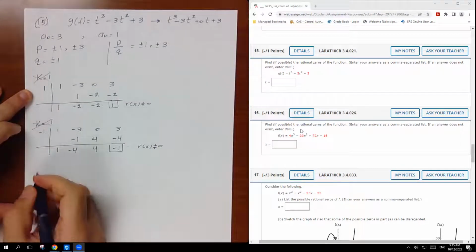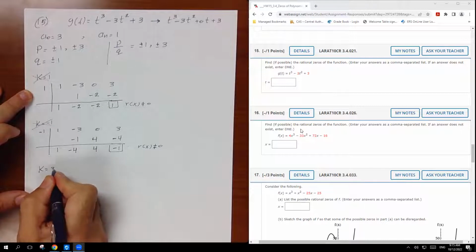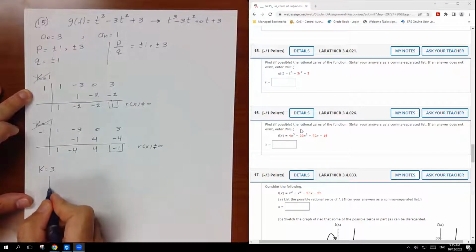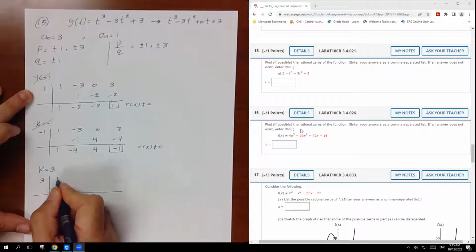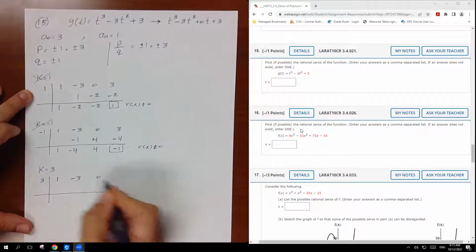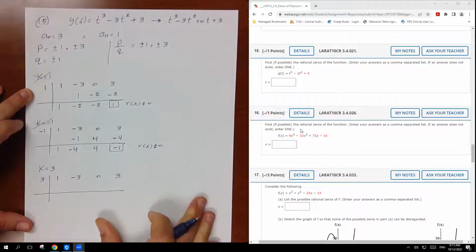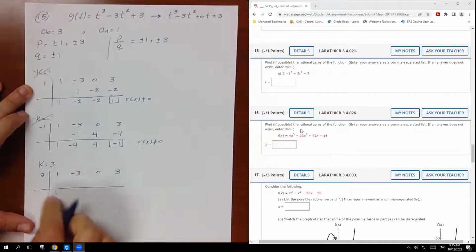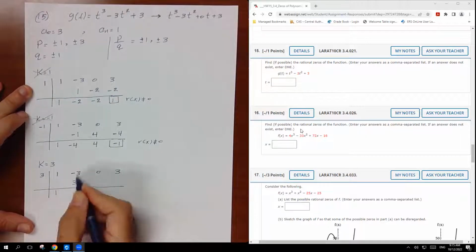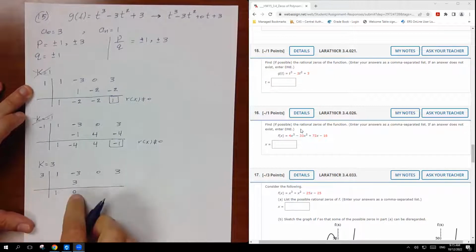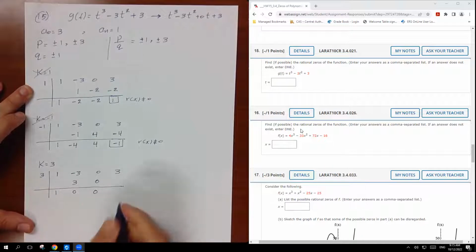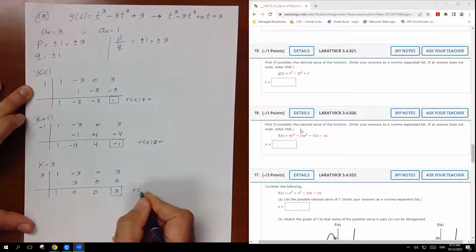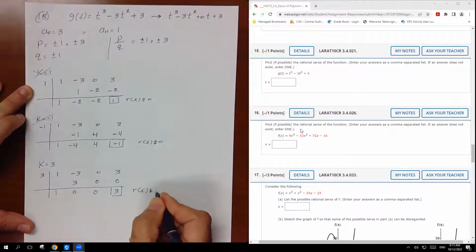Now k equals 3. So I'm going to say here is a 3, 1, -3, 0, 3. So here is the 1. 3 times 1 is going to be 3. Add these together is going to be 0. 3 times 0 is going to be 0. Add these together is going to be 0. 3 times 0 is going to be 0. Add these together is going to be 3. Also, R of x, the remainder, is not equal to 0.